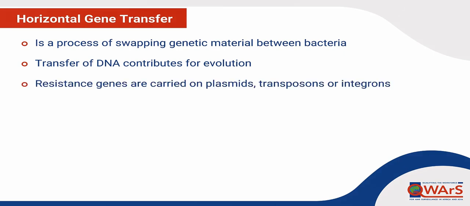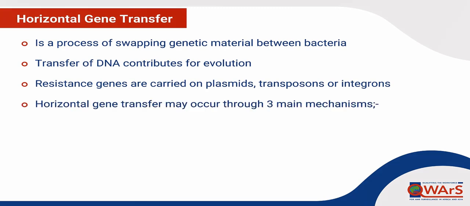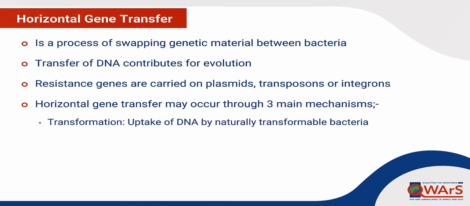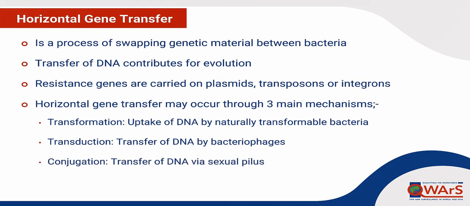Many of the antibiotic resistance genes are carried on plasmids, small pieces of DNA, transposons or integrons that can act as vectors that transfer these genes to other members of the same bacterial species, as well as to bacteria in another genus or species. Horizontal gene transfer may occur through three main mechanisms. That is, transformation involves uptake of short fragments of naked DNA by naturally transformable bacteria. Transduction involves transfer of DNA from one bacterium into another via bacteriophages. Conjugation involves transfer of DNA via sexual pilus and requires cell to cell contact.